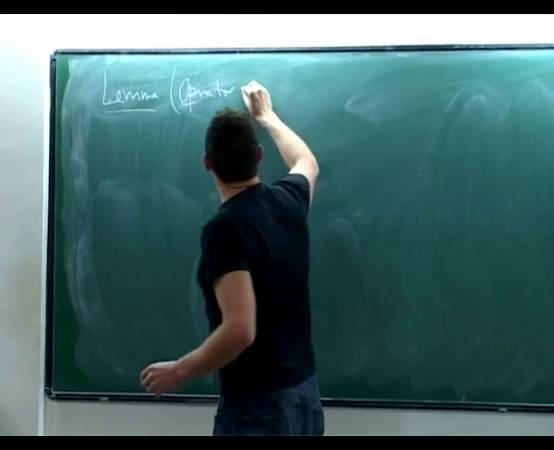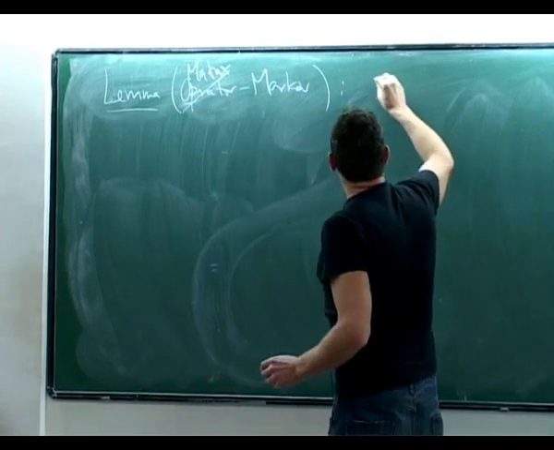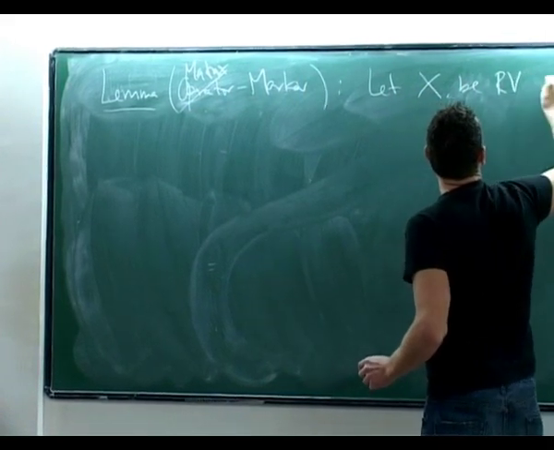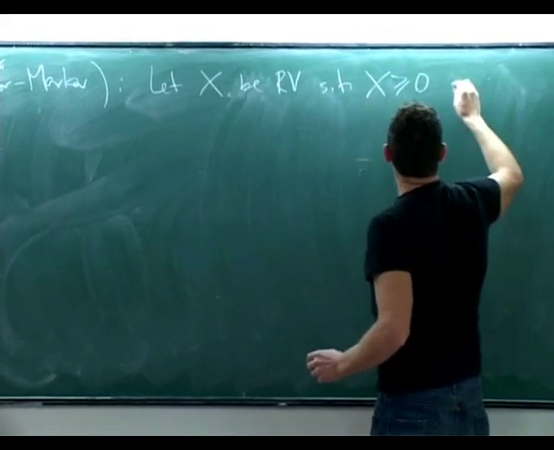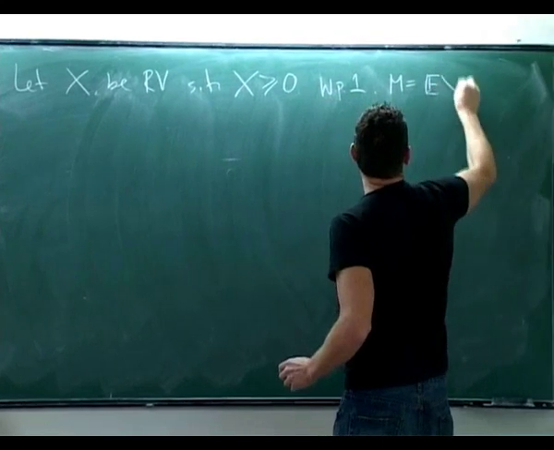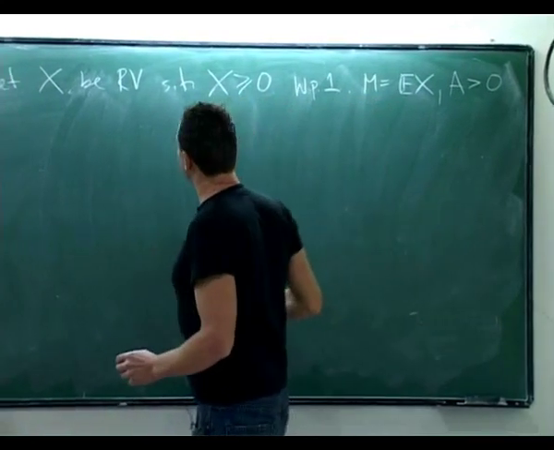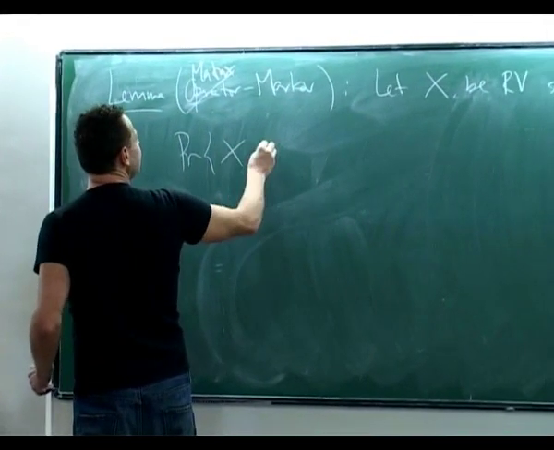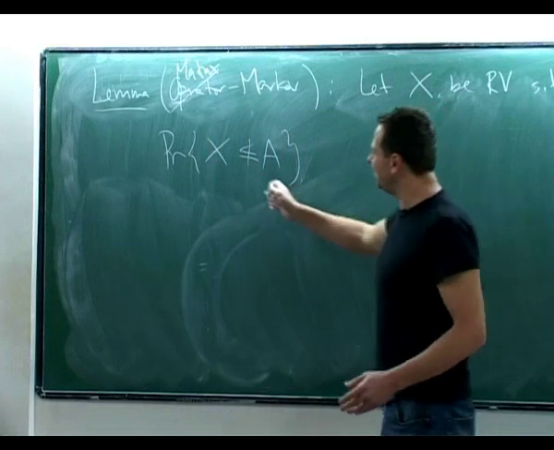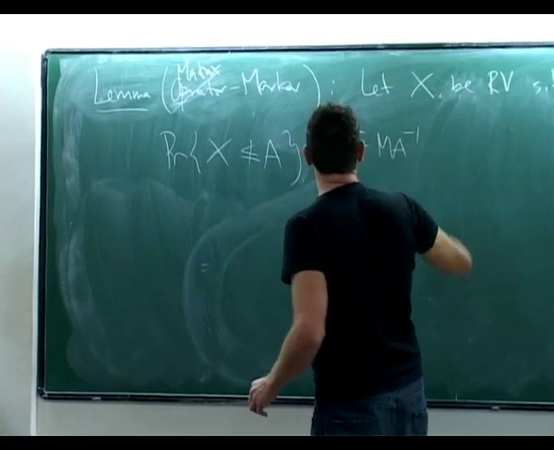So for that I need this matrix Markov inequality. So if x is positive semidefinite with probability 1, m is the expectation, so I assume that it exists, and A again is some positive definite matrix. Then the probability that x is not upper bounded by A, I have to do these things because the operator order is just a partial order. Right? Obviously, writing x larger than A is a much, much weaker thing. This is upper bounded by the trace of m A inverse.